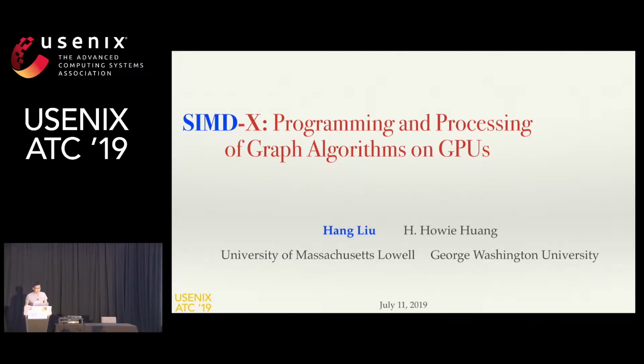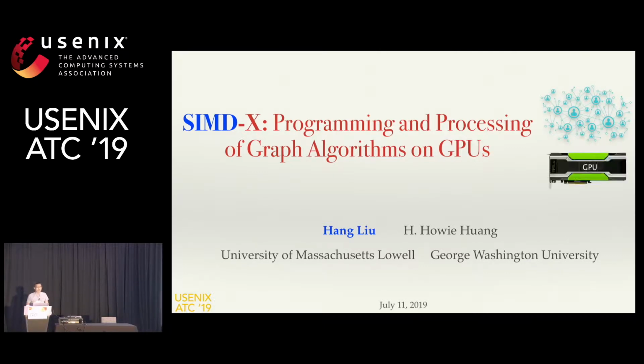Today I'm going to talk about SIMD programming and processing of graph algorithms on GPUs. As he just mentioned, it's really just a marriage between graph and GPU. So it's about two things. Let's see how these two behave together.